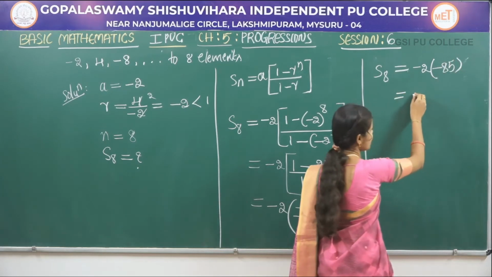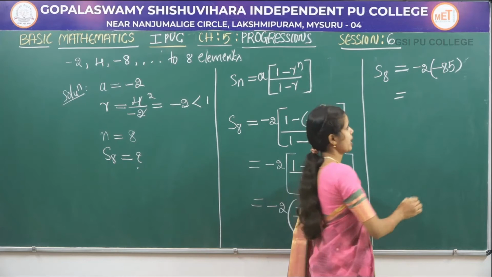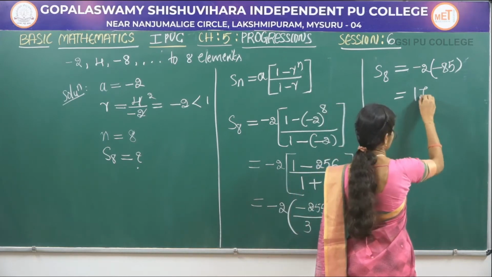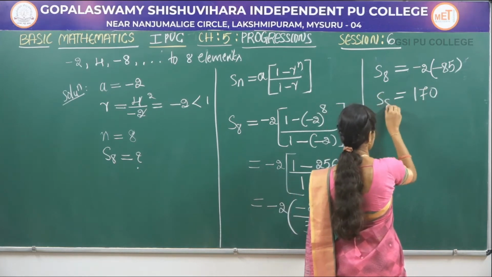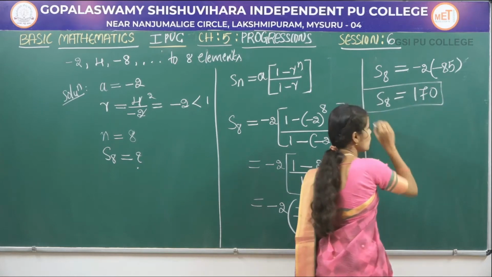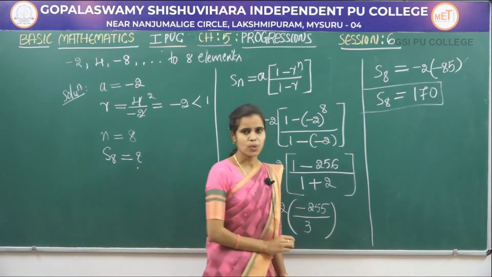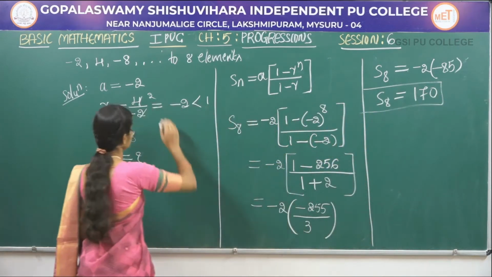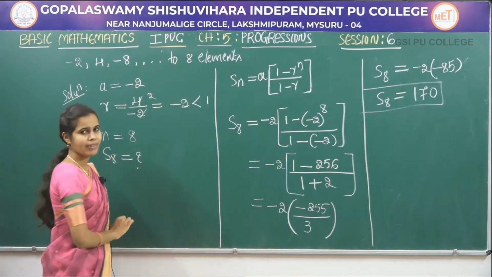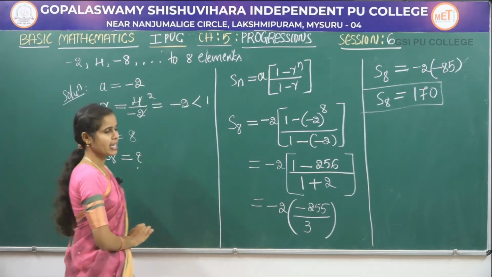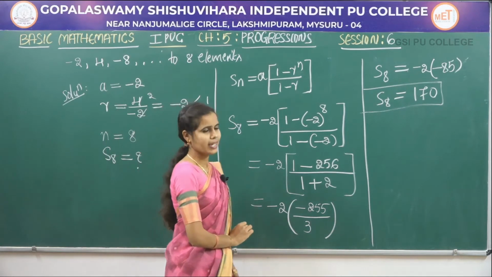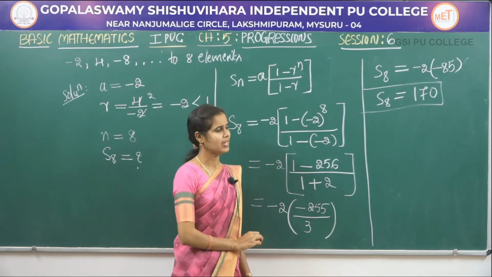So minus into minus is plus, so 2 into 85 is 170. Therefore S8 is equal to 170. Therefore the required sum of the first 8 elements of the given sequence -2, 4, -8 is 170. Okay, next problem.